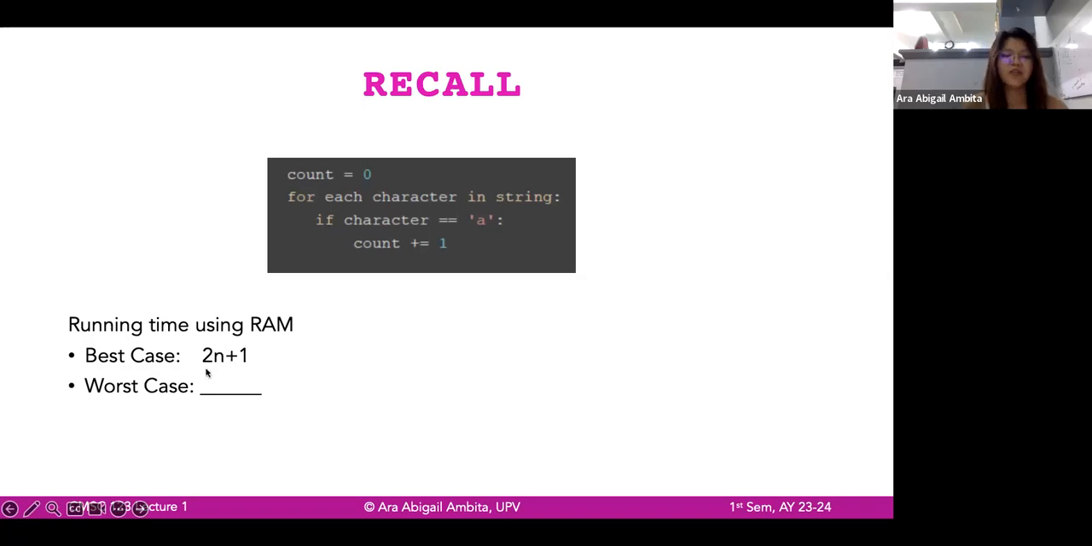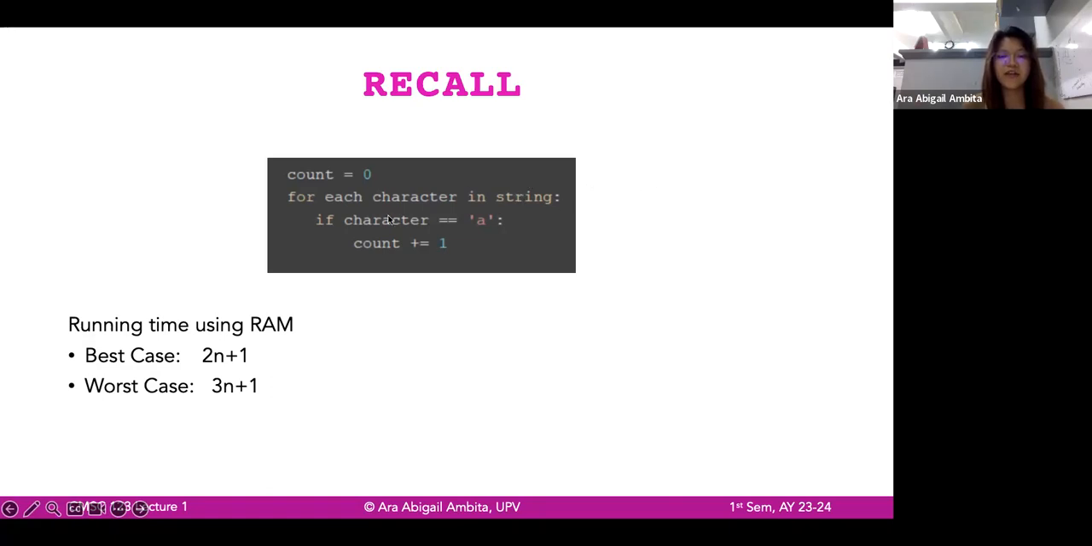And what about the worst case? The worst case is 3n plus 1. The worst case comes from having an input that is all A's, meaning the string is like A, A, A, and so on. So what happens is that we loop through every character in the string, which will take n times.